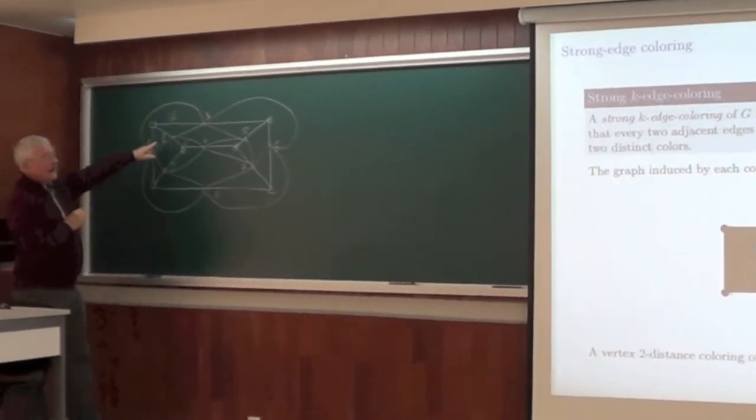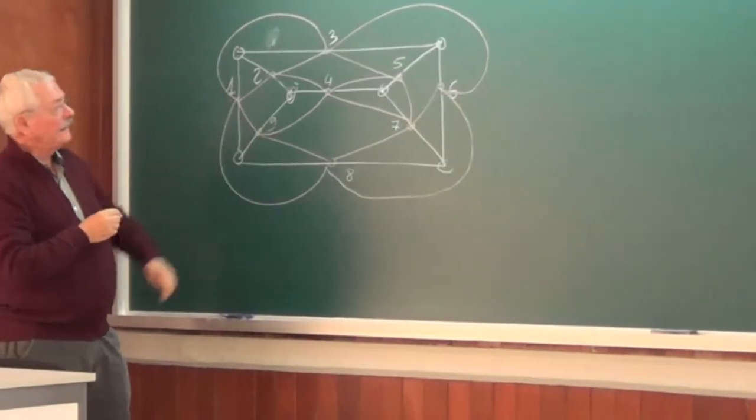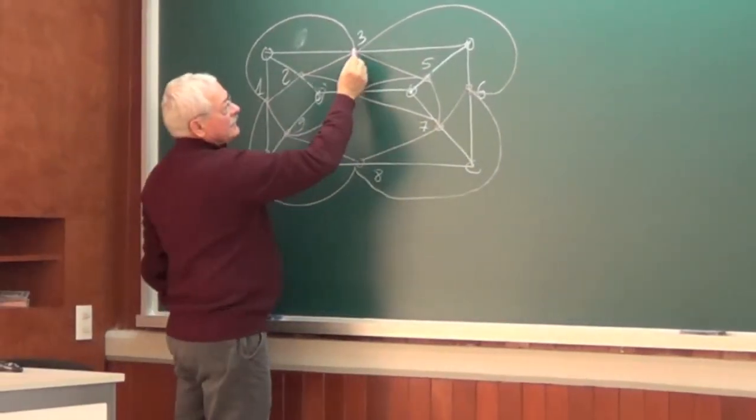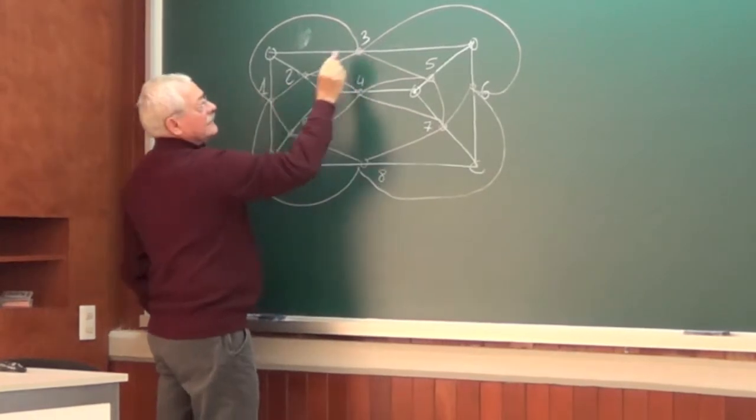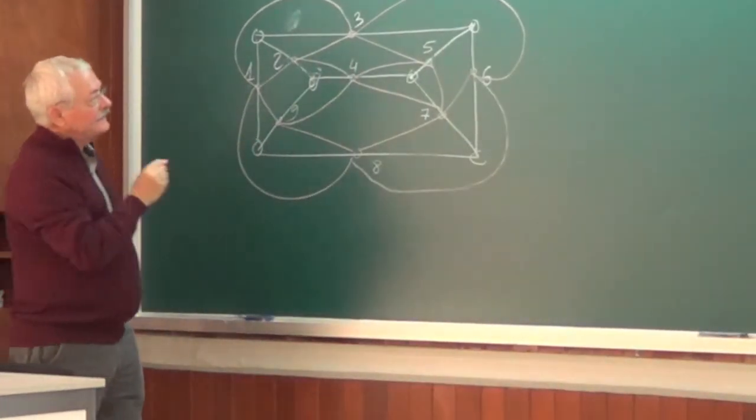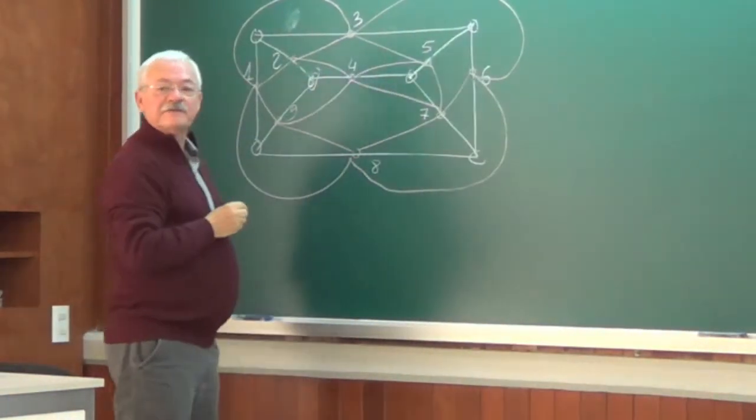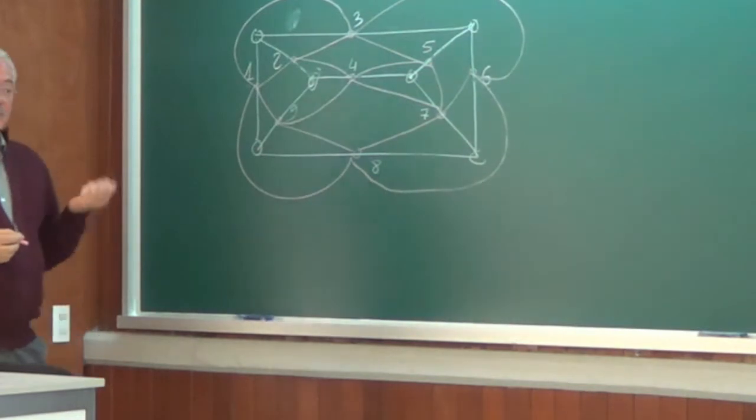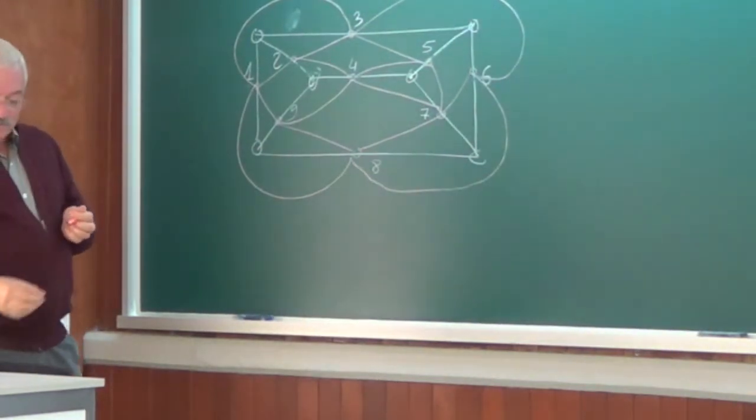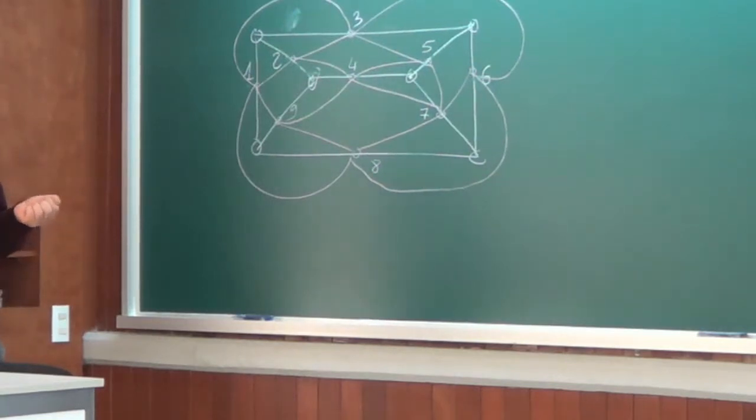So the red graph is a line graph, the white graph. And you see this coloring is the coloring of the vertices. And what we ask is that if the vertices have distance 2, then the colors are different. So it is the same thing as trying to color the line graph with a 2-distance coloring. It means the coloring of the square.